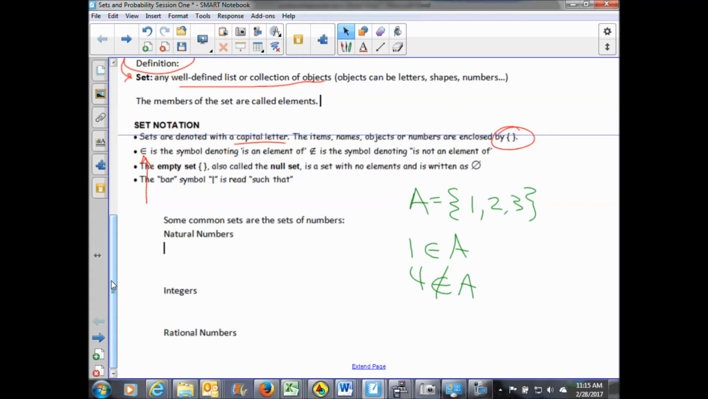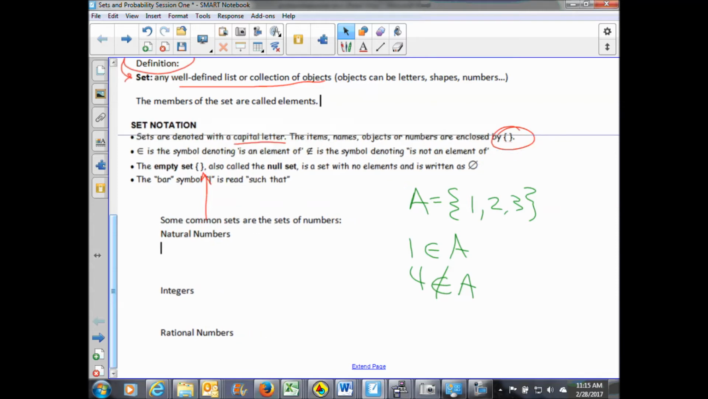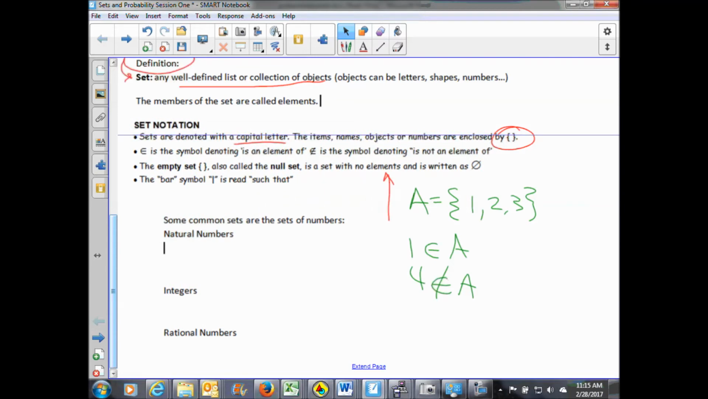Now, if we have a set that contains no elements, we say that it's the empty set. And we can use an open mustachio with a closed mustachio, nothing inside. Or we can use this empty set symbol here.